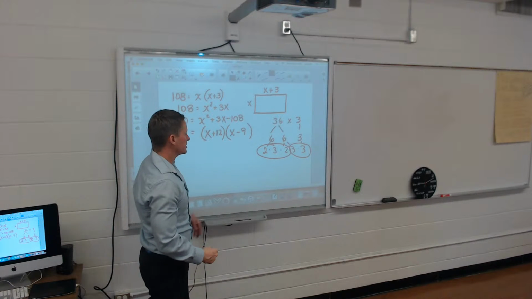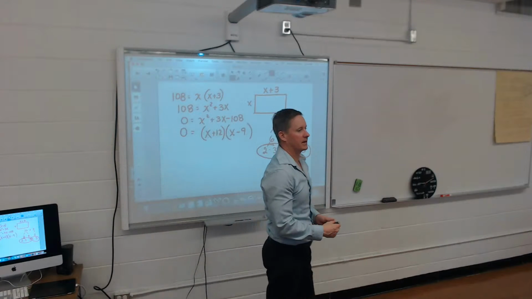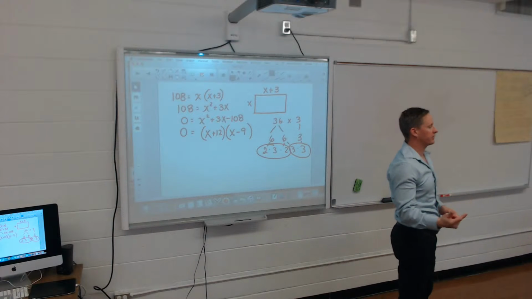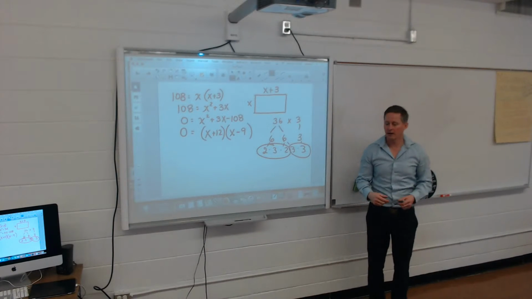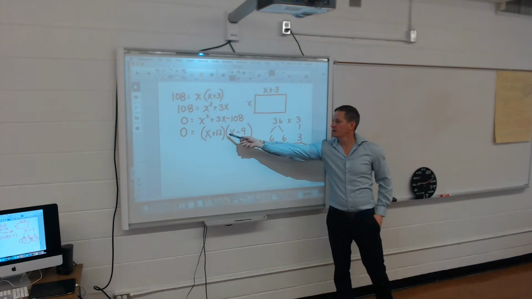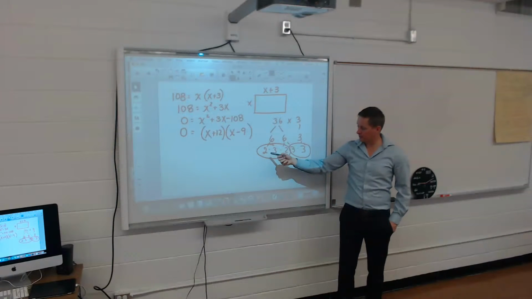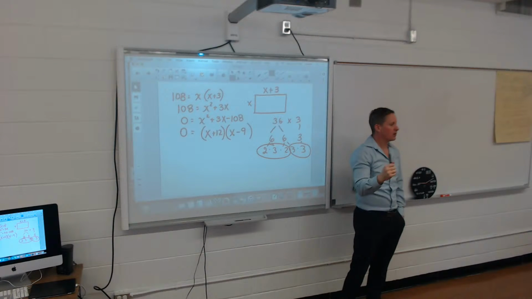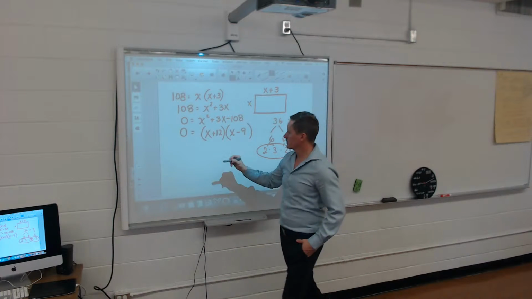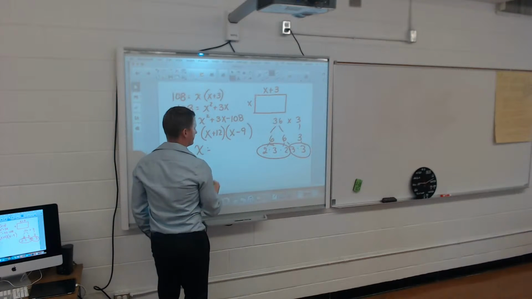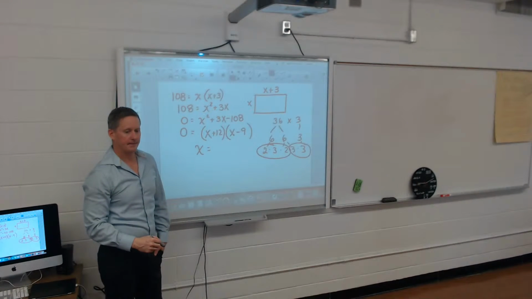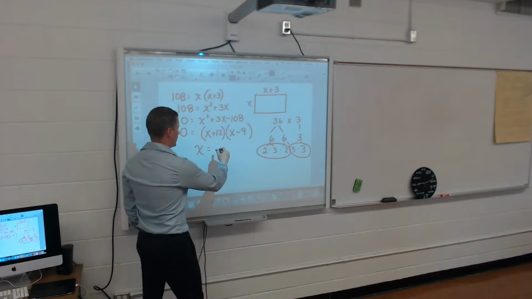So this is a different way of doing it. Rather than using my calculator and punching it in all the way through, which I can do, I'm going to take 12 and break it down to its prime factors and multiply them to see if I can get a number that works. So I did. So in this case, what does x equal? Negative 12 and 9.